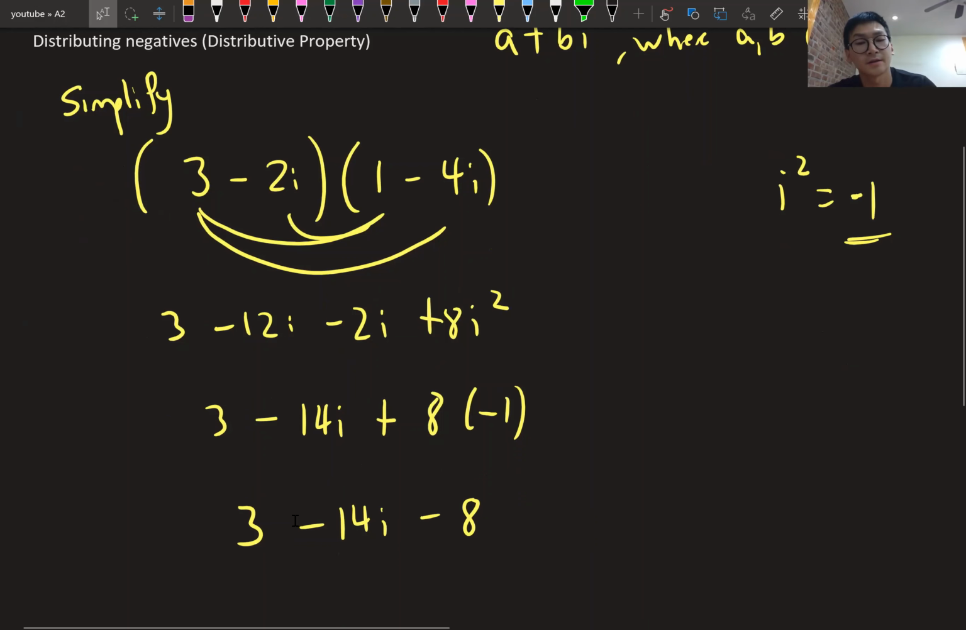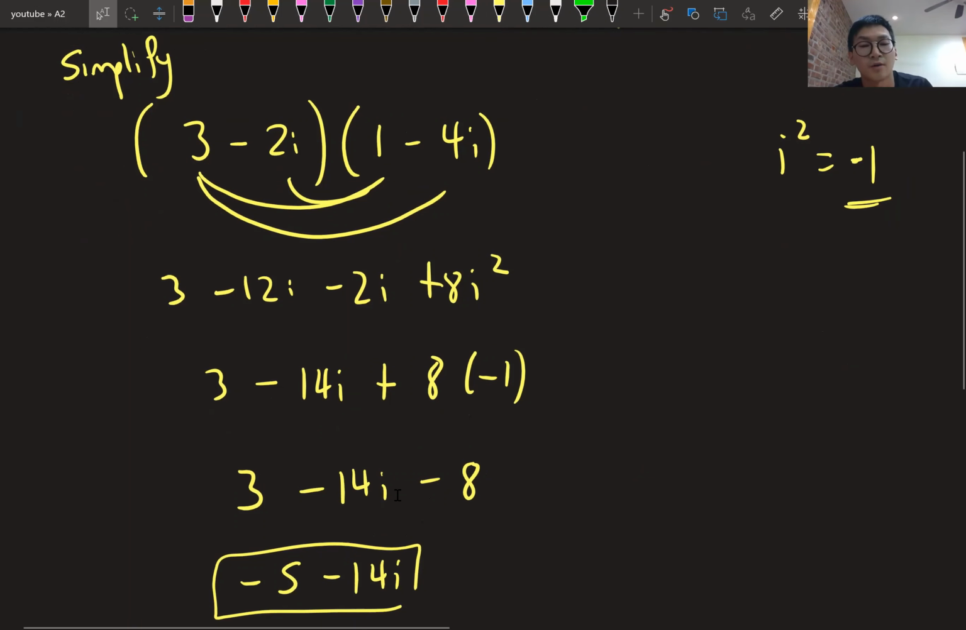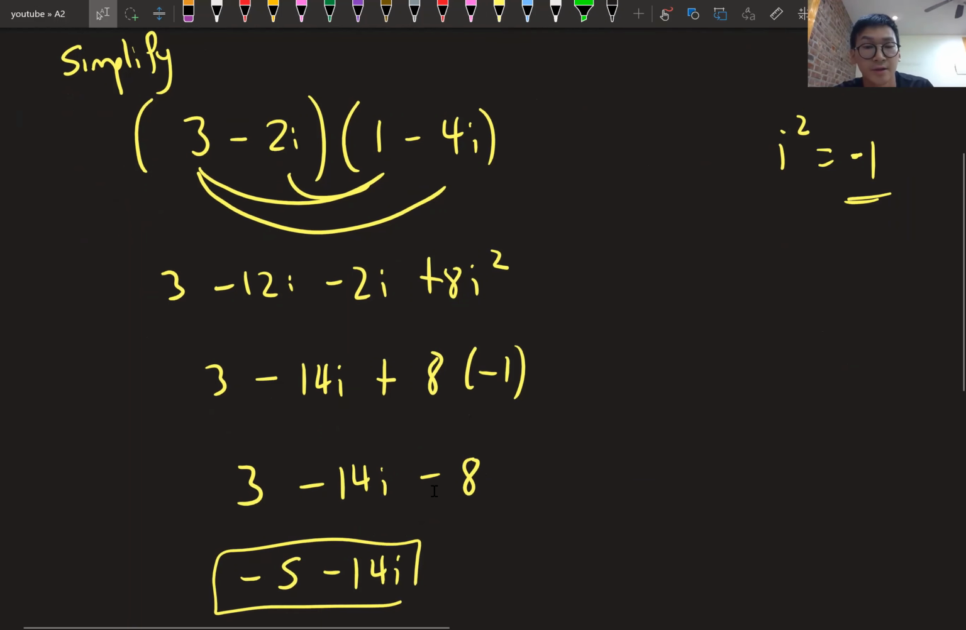And then here you can combine like terms, these two numbers. So it's 3 minus 8, and then you're going to get negative 5 minus 14i. You could have also written this as negative 14i minus 5, right?